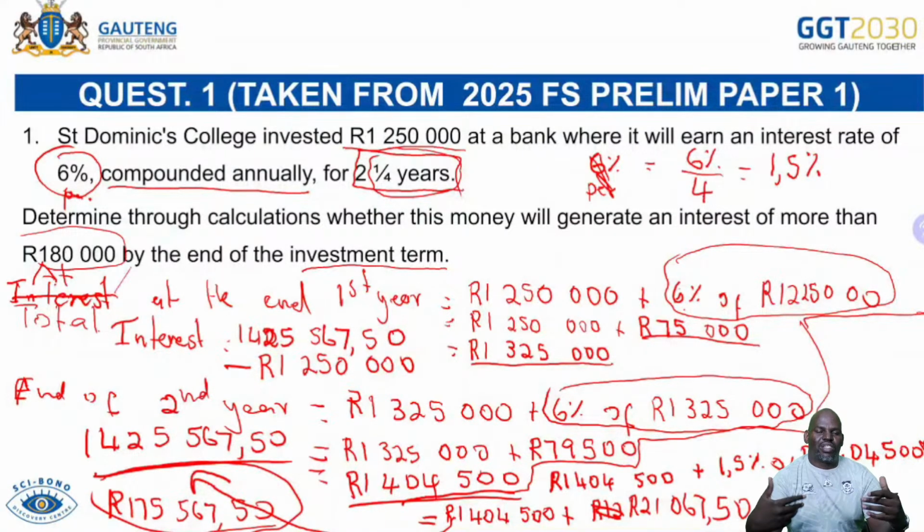And remember, that statement is very, very important. After you have done your final calculations, you must indicate in the end, because here they say determine through calculations whether this money will generate an interest of more than 180,000. After doing the calculations, you get 175,567.50. Then you can say it will not generate more than 180,000, but it will generate less than 180,000. Okay, so that was number one.